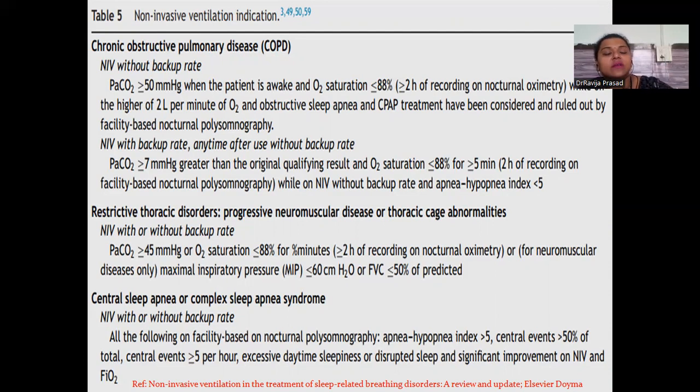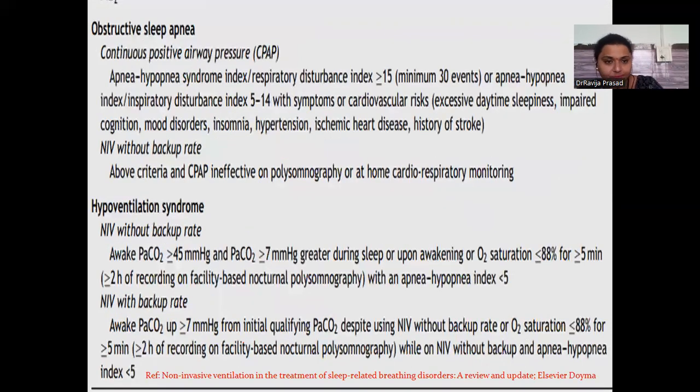But these are the conditions. When you put a patient with chronic obstructive pulmonary disease on non-invasive ventilation, then these are the readings and the conditions. When you put a patient with restrictive thoracic disorder, with progressive neuromuscular disease or thoracic cage abnormality, then these are the readings which you need to remember. Then the third indication, that is central sleep apnea or complex sleep apnea syndrome, which includes non-invasive ventilation with or without backup rate. Now, these are the readings which you really need to remember.